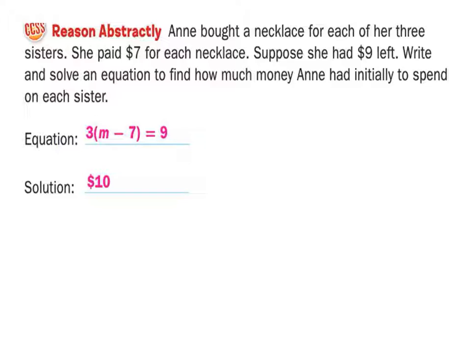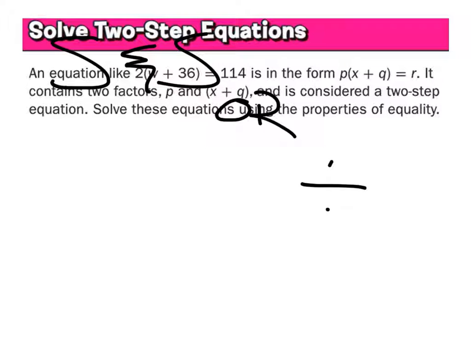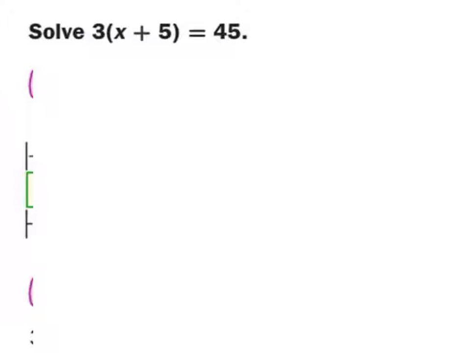Notice the way that they've written the equation. If you take the cost for one sister, subtract the $7, then multiply by the 3 sisters, you should get the $9 that she has left. It would still be $10, and that works. All this is saying is that you either use the switch and stay game first, or divide. Because you're going to use distribution first, or you can divide, either way. So let's do distribution first.